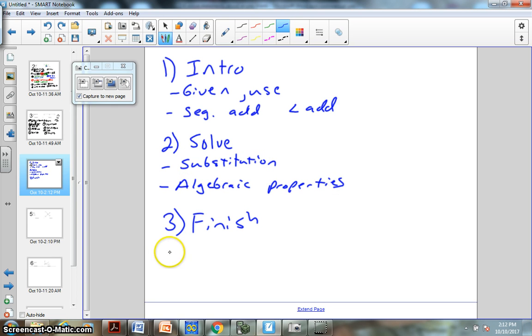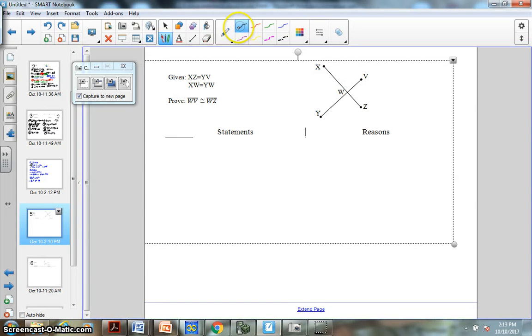For the finish, you just want the last line to look like the proof. So this is usually definition of congruence, either segments or angles, depending on what you need. So let's go ahead and look at our first proof. So this is the 4th proof from your packet.